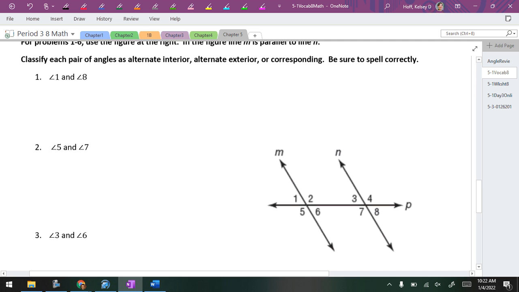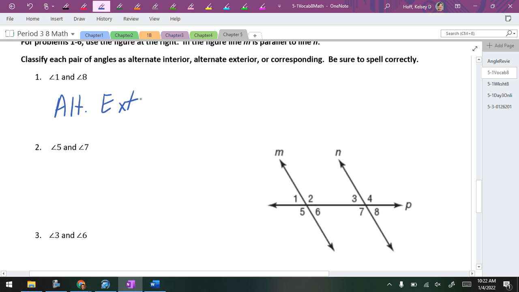Audrey, 1 and 8. What do you got? Agree or disagree, people? Agree. Alternate exterior. Opposite sides, outside. This diagram's a little different, isn't it? Yep. Your parallel lines are running vertically and your transversal is running horizontally.